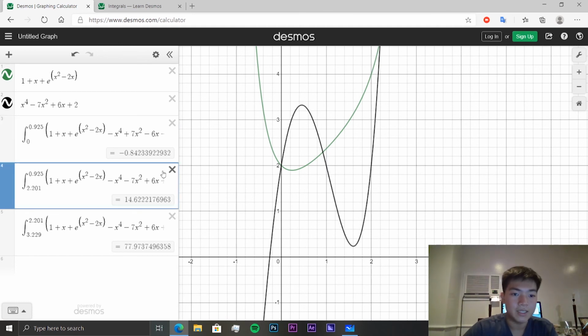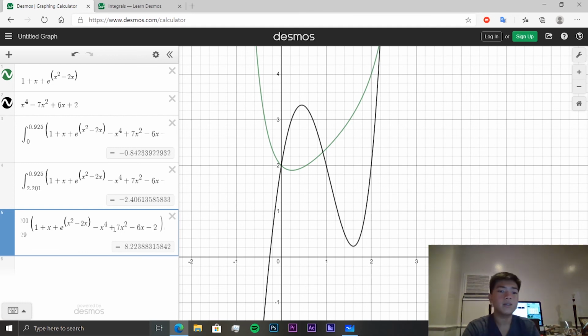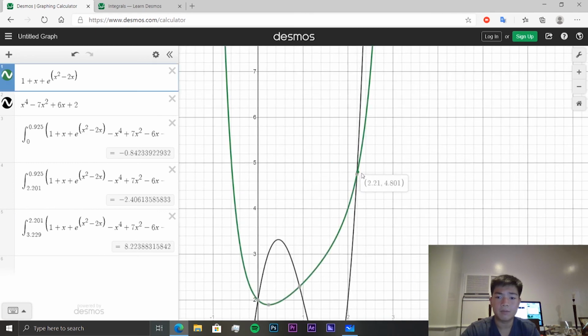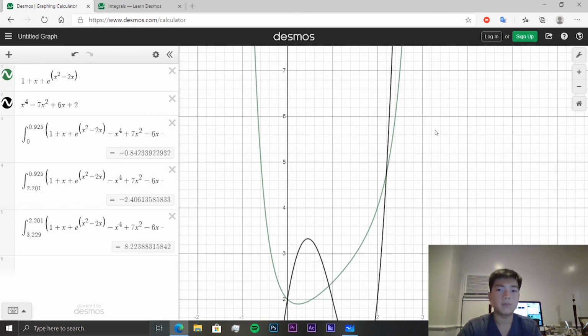Okay, so wait, we need to change these a bit. So this is plus, minus, minus. Then here we have plus, minus, minus 2. But we still get something that's much bigger than what the book gives, which is weird. But yeah, it's a weird question. Maybe the book forgot about this one between 2.2 and like all the way up there at 3. So I'm not sure. You know, tough question and pretty complex.